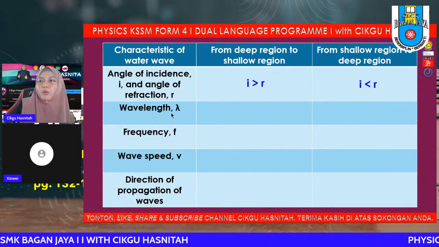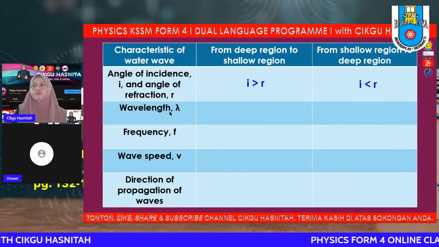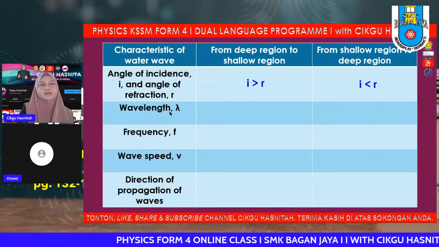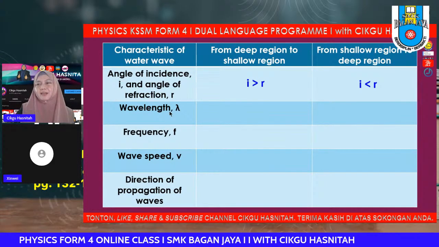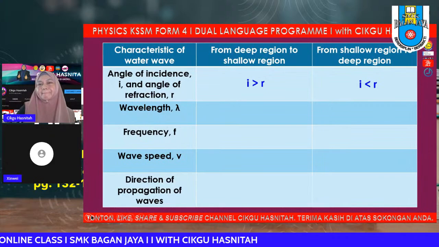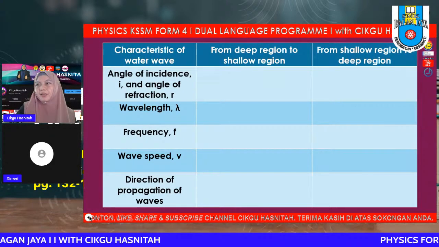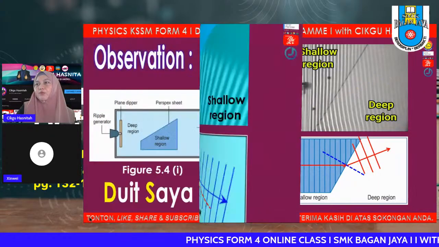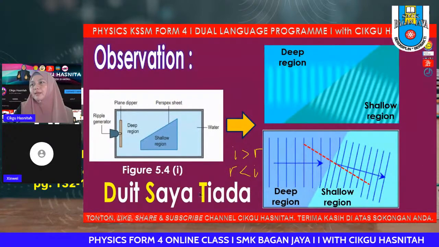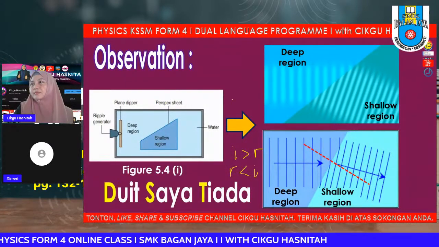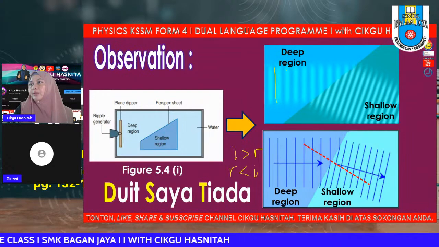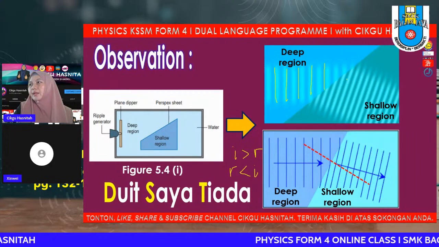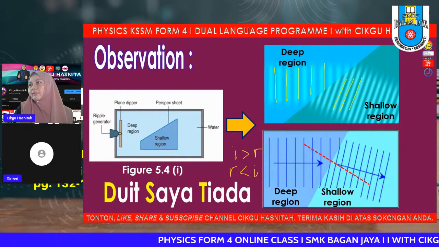Okay, and what happened to the wavelength? What can you say about the wavelength? From deep to shallow, is the wavelength unchanged, increases or decreases? From the drawing I showed you earlier, we go back to the drawing and you check the wavelength. Here, figure 5.41. Can you see the wavelength there? From the deep region, you can see that the wavelength is greater. And entering a shallow region, you can see that the wavelength decreases.